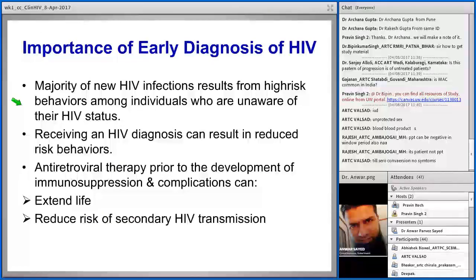Why is this early diagnosis of HIV important? Obviously, because if a person is HIV positive, there is a risk of spread of HIV from that person to another. As soon as you put the person on ART and you reduce their viral load, their risk of transmission of HIV to others will be reduced. So ART will become one of the best possible helpful strategies for reduction of transmission risk.